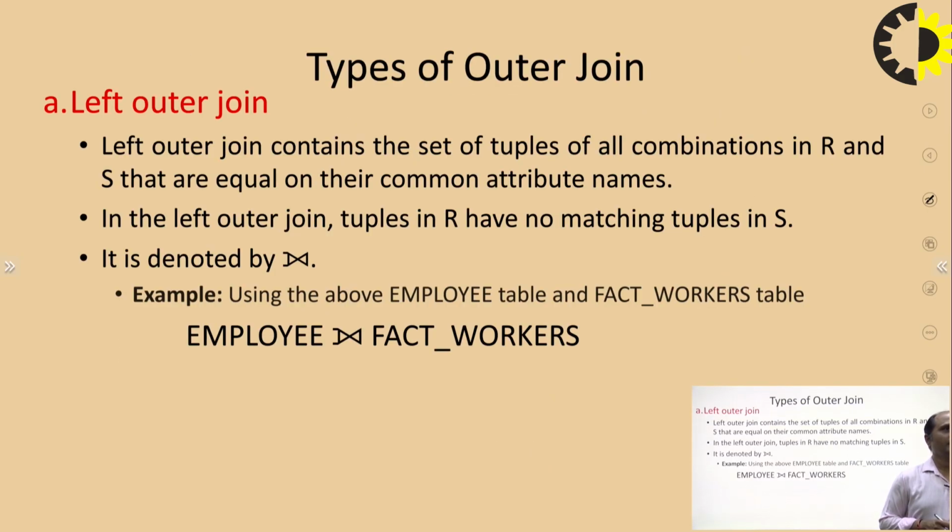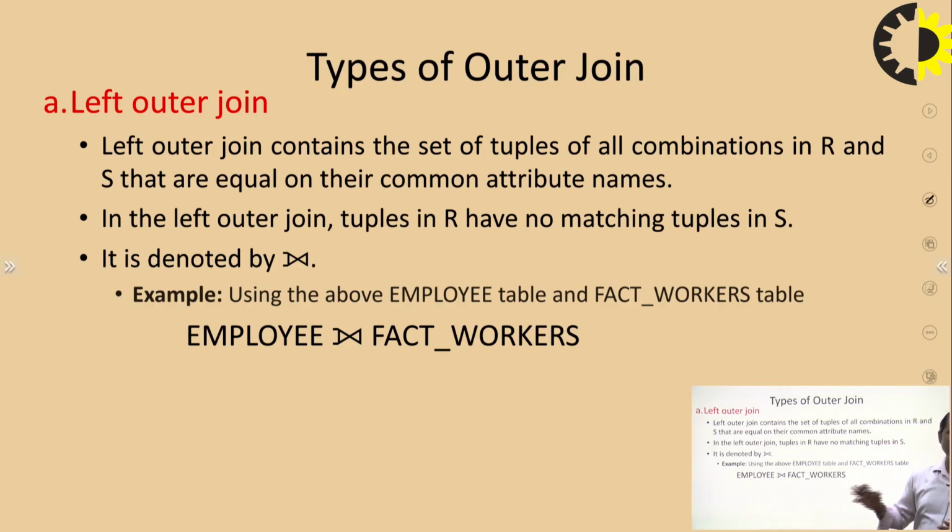So we will talk about the left outer join first. The left outer join contains the set of tuples of all the combinations in R and S that are equal on their common attribute name. In the left outer join, tuples in R that have no matching tuples in S are also kept.